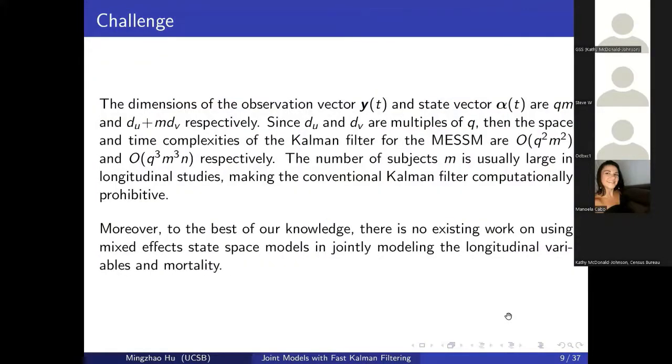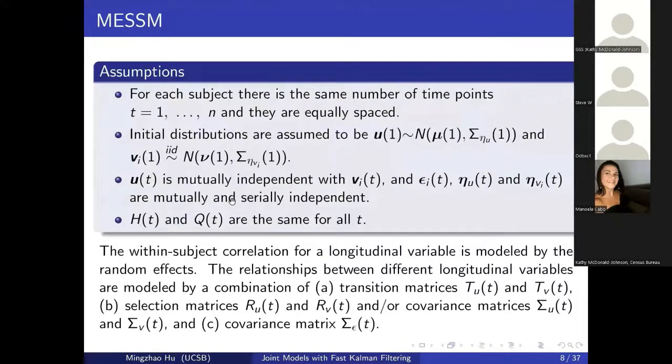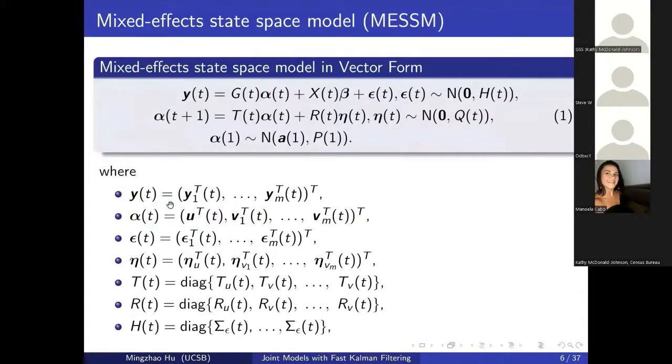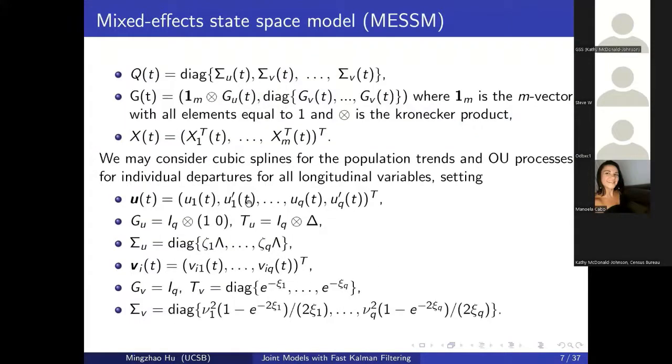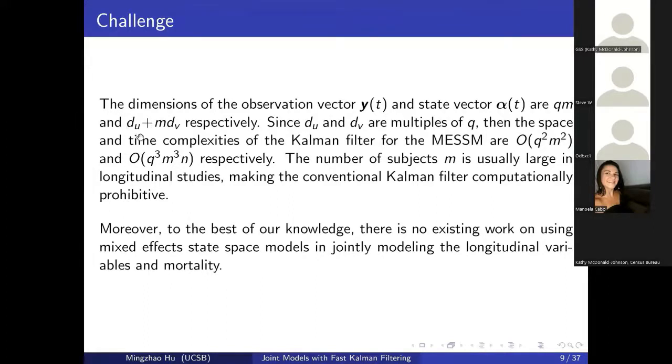The challenge is the dimension of the observation vector y and the state vector alpha are qm and du plus mdv, where q is the dimension of each yi. So in our case, it should be 5, corresponding to the 5 clinical variables. And du is the dimension of the fixed effect latent state vector. dv is the dimension of the random effect latent state vector. So since du and dv are multiples of q, we can find the complexity in terms of space and time for computing the Kalman filtering is quadratic and cubic with respect to the number of subjects m. And because m is usually large in longitudinal studies, we can foresee that the conventional Kalman filter will be computationally infeasible over a large data set.